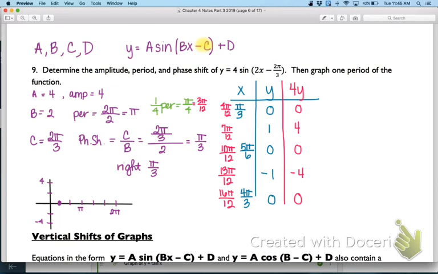Then 7 pi 12ths is going to be halfway in there. Let's see. Let's put the zeros first. So 5 pi 6ths is going to be between 2 pi thirds and pi. So this is going to be 5 pi thirds.